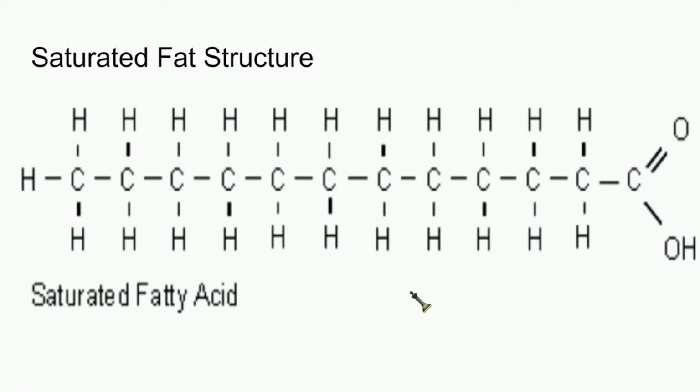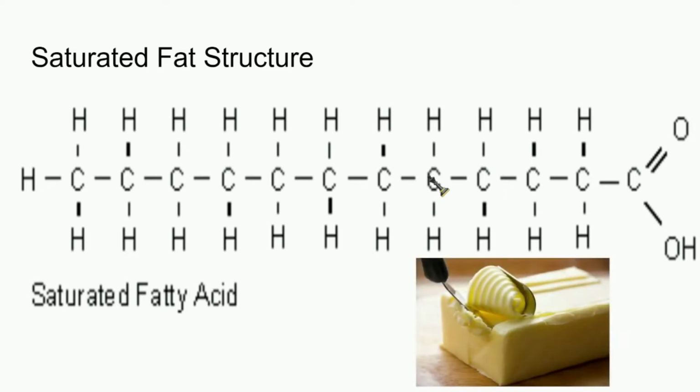This is the structure of saturated fat. As you can see right here, the hydrocarbon chain has a very straight shape. It is very compact. All of the carbon atoms are connected to hydrogen atoms. It has the same amount of carbon as hydrogen atoms. This right here is called saturated fat. Saturated fat is usually a solid at room temperature.